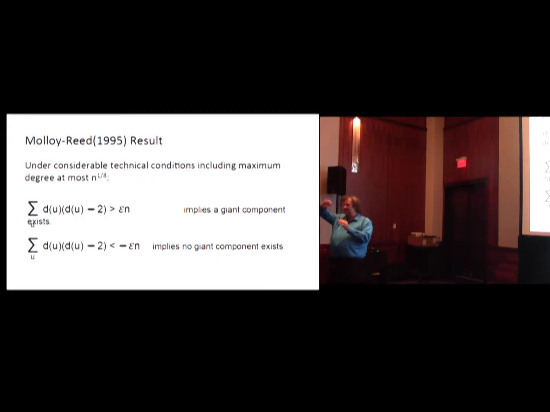How do you say when a random process is concentrated around its expected value? Typically when each step only makes a small change. And the change we're making here is the degree minus 2. So in order to bound the step changes, we need to bound the degrees. So that's one reason for these technical conditions.